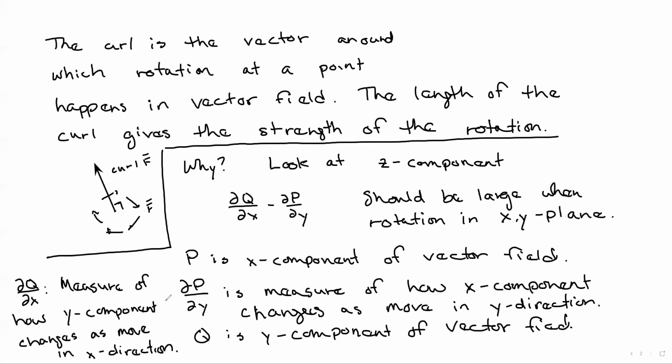Okay, so that's not too difficult to understand, that we can look back at the original definition. P is the x component. The partial of P with respect to y is going to be how P, the x component, changes as we move in the y direction. And then Q is the y component, and so the partial of Q with respect to x is going to be how the y component changes as we move in the x direction.